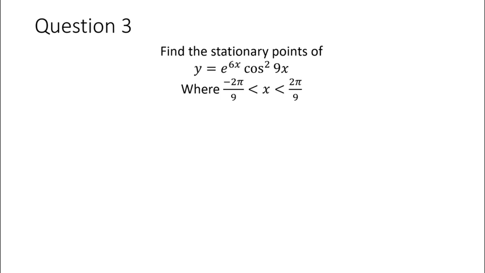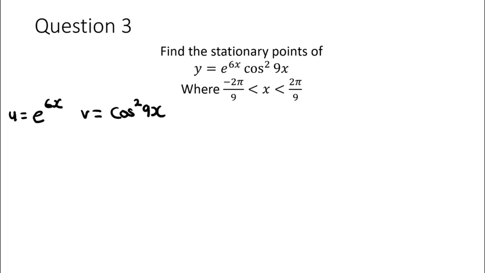So what we're going to need to do first is differentiate that. What we have though is a function of x times a function of x. So I'm going to let the first function, we'll call that u. So that e to the 6x, I'm going to call that u. And v is going to be my second function, the cos squared 9x.